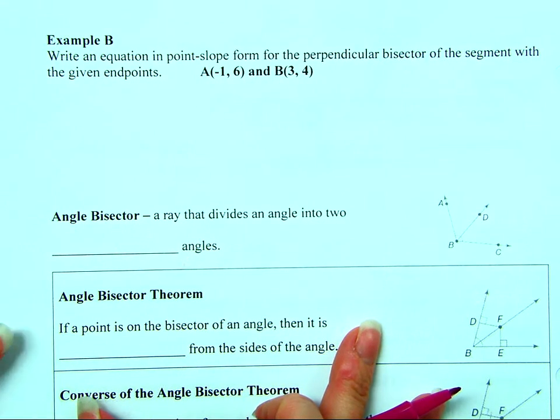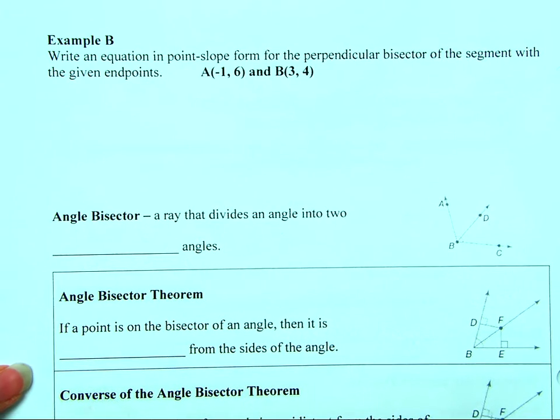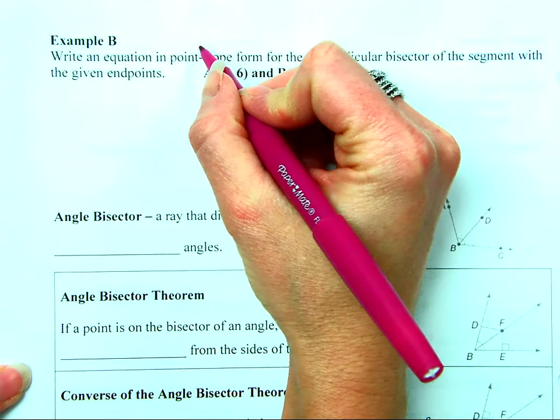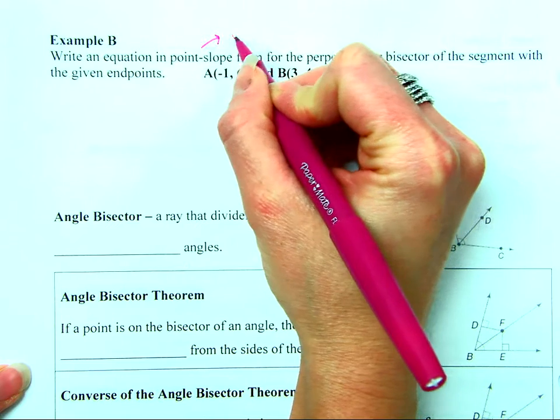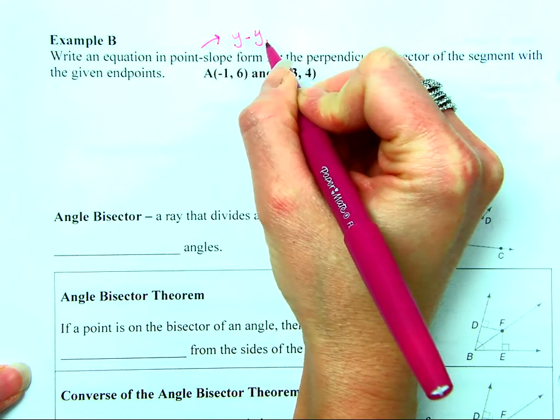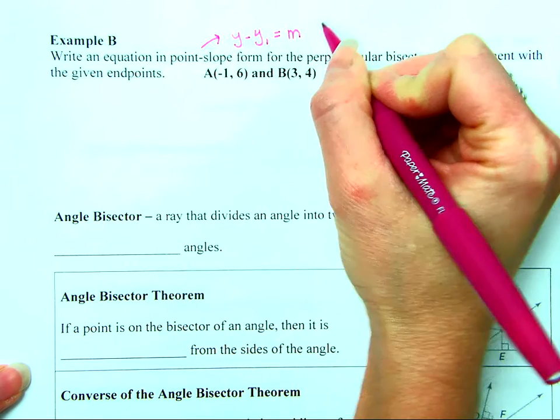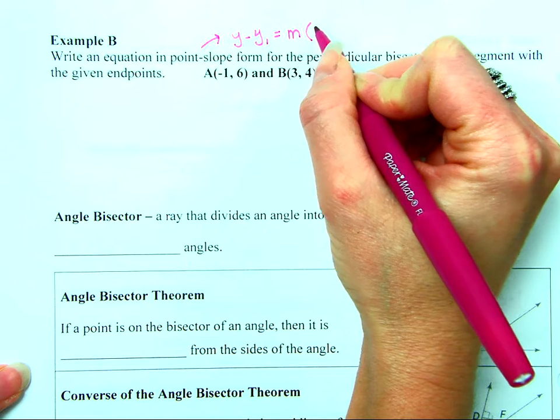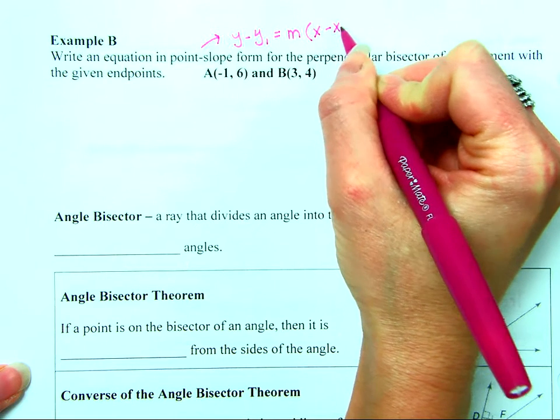Example B, they're wanting us to write an equation in point-slope form for the perpendicular bisector of the segment with the given endpoints. This is kind of a tough question because there's quite a few steps here. But writing an equation in point-slope form, we might first need to remind ourselves, what is point-slope form? Well, point-slope form looks like so. y minus y1 equals m times the quantity x minus x1.